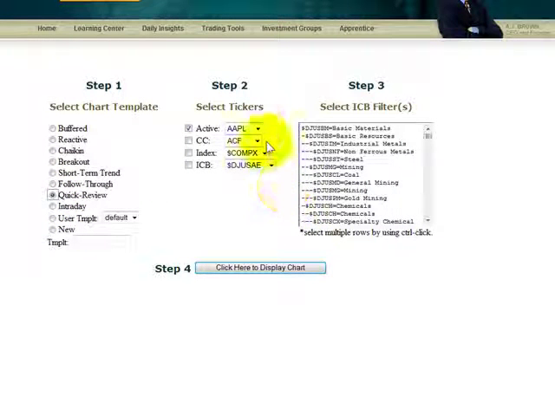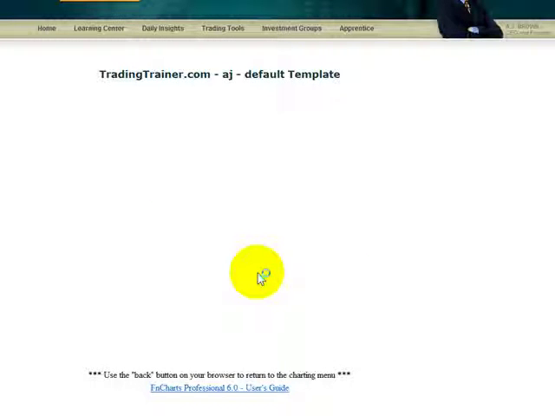Jump into the Dow, and we'll actually use our user template and get right to it. User template has some simple moving averages built in.